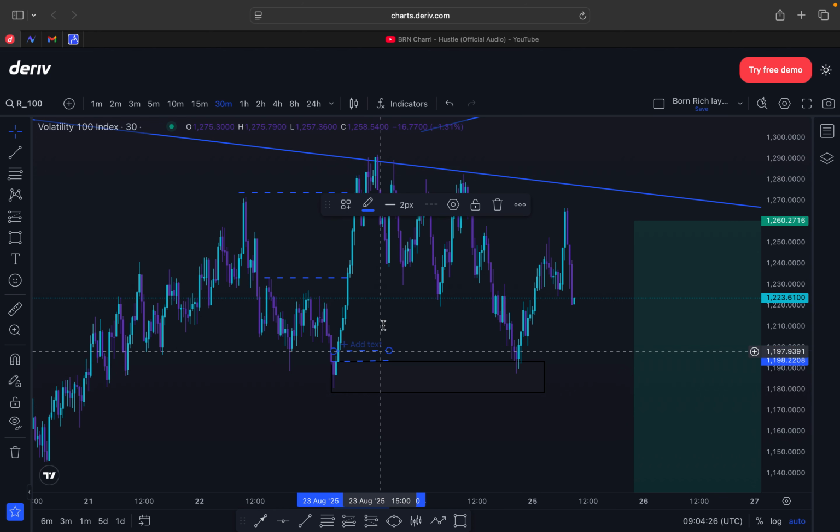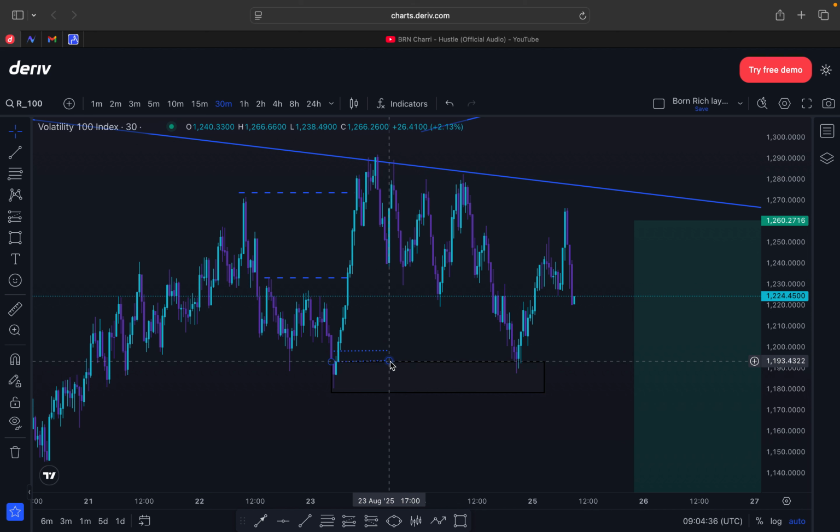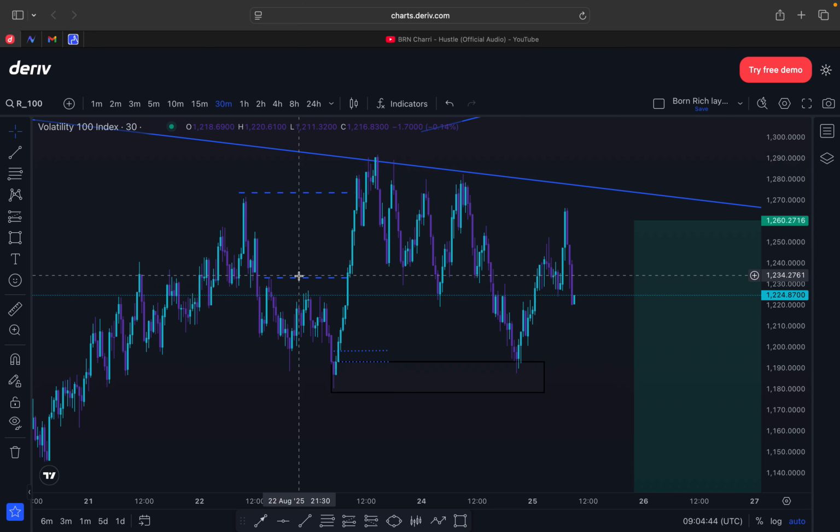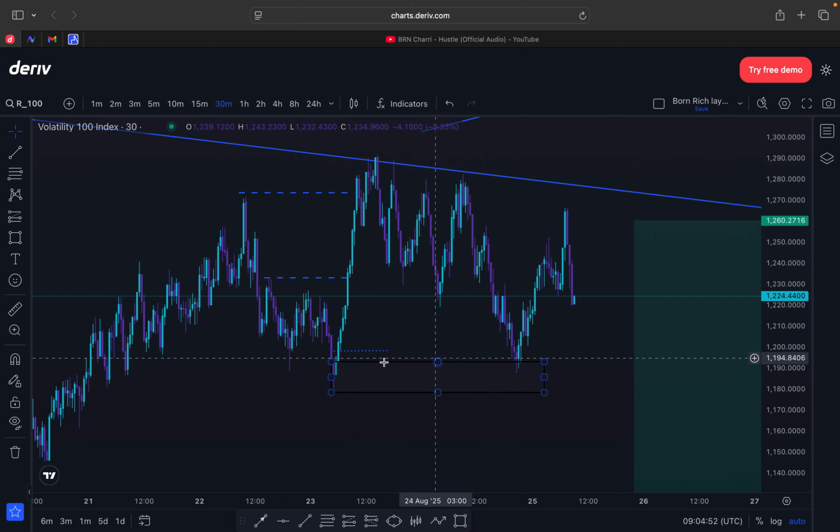Let me use the dotted lines to signify the fair value gaps, okay? So this is a valid order block. Why? It broke structure, not just one but multiple structures, and there is a fair value gap. You guys can see there is a fair value gap, so there's an order that needs to be filled in the market.